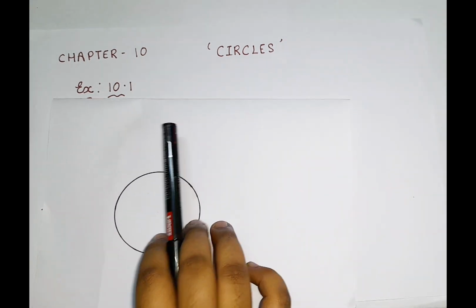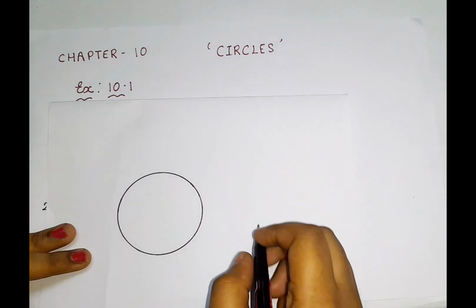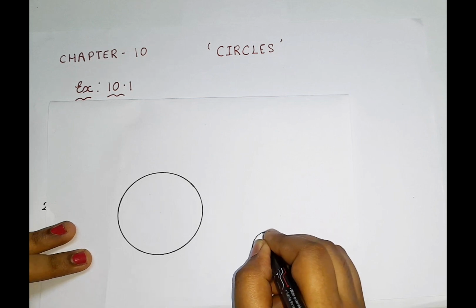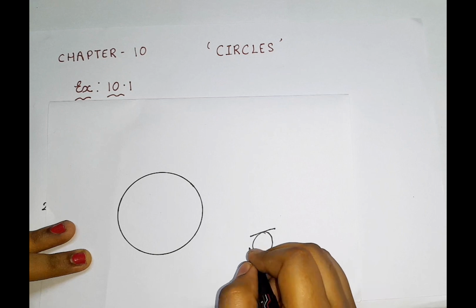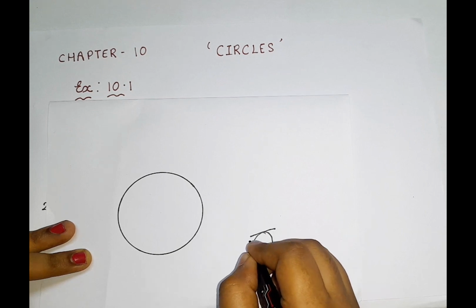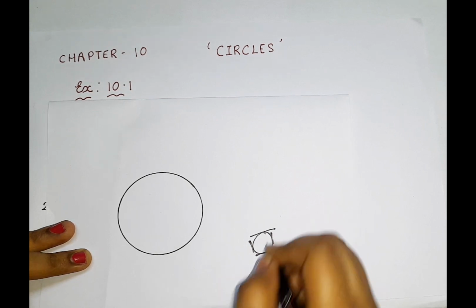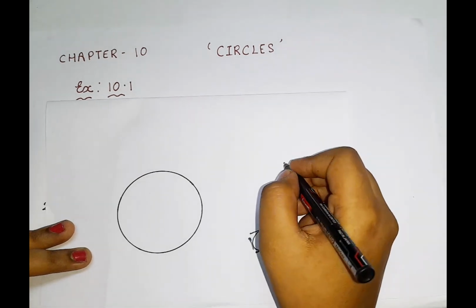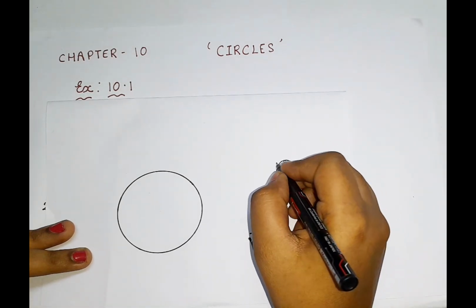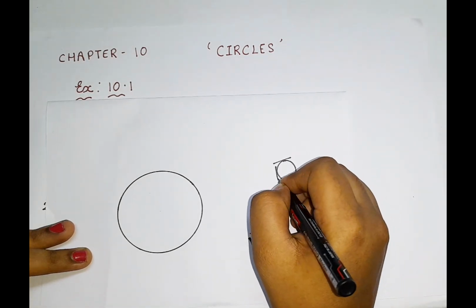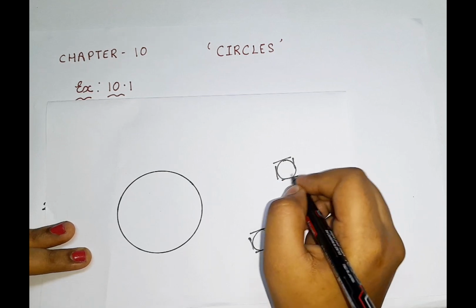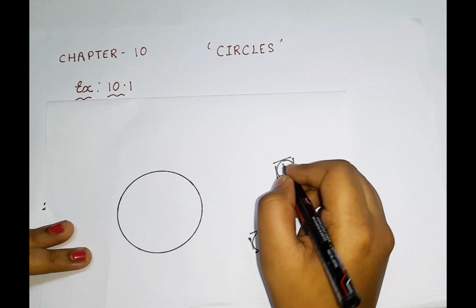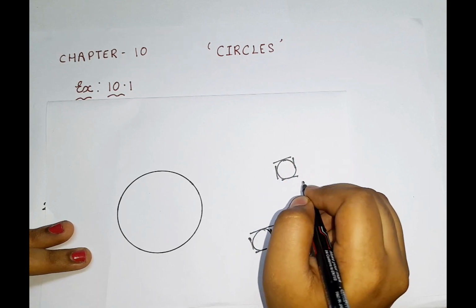What is the meaning of tangent first? I already told you guys, if this is a circle, we say this as a tangent, and this as a tangent, and this as a tangent, isn't it? Likewise, here this is a circle and I have a tangent here, and I can say this as a tangent and this as a tangent. Whenever a line is touching a circle, I say it as a tangent.